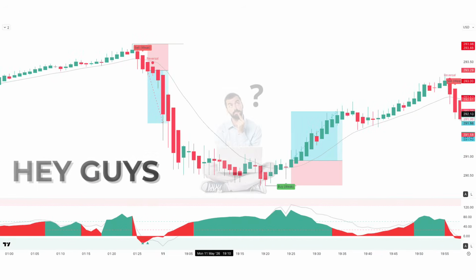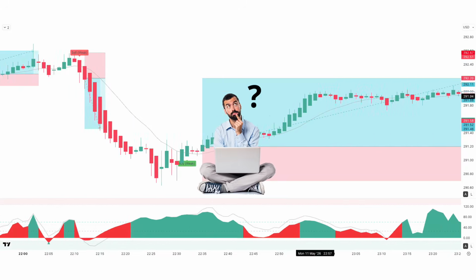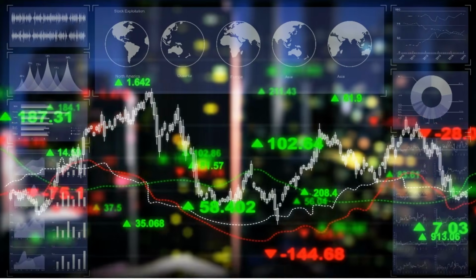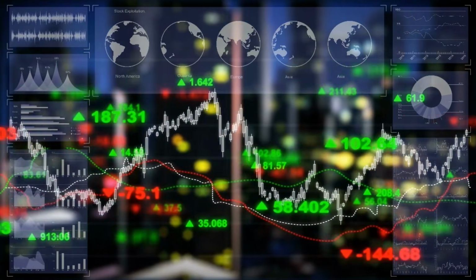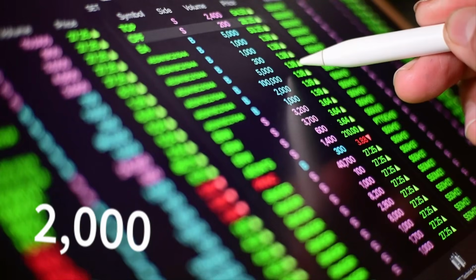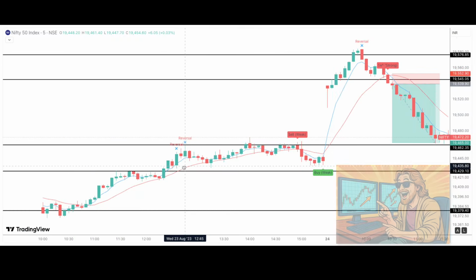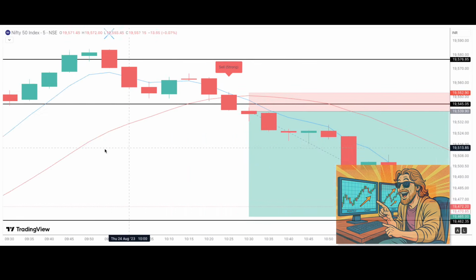Hey guys, have you ever noticed how most reversal indicators look perfect after the move is already over? That's the problem. On historical charts, almost every indicator seems accurate. But the real question is, what happens when the market is moving live? That's exactly what we're going to find out today.